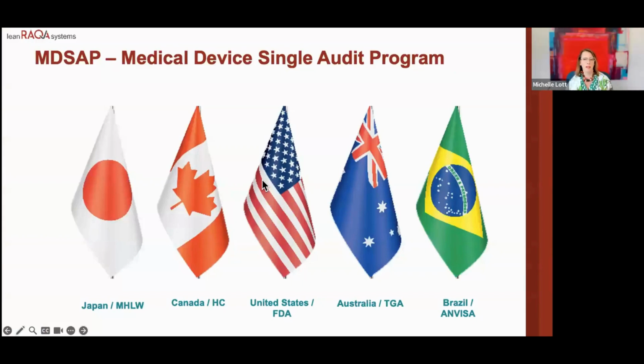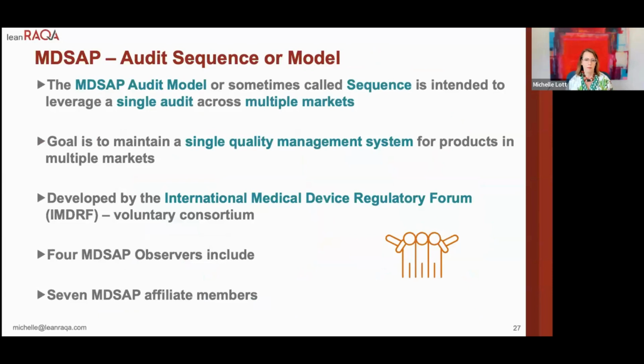So the Medical Device Single Audit Program, or MDSAP, the main members are Japan, Canada, the United States, Australia, and Brazil. It is based on an audit sequence or model. The audit model is interchangeable with the term sequence, and it's a single audit across multiple markets, those 5 that you saw. So their goal is to obtain a single quality management system audit for multiple markets. It was originally developed by the IMDRF, or the International Medical Device Regulators Forum.